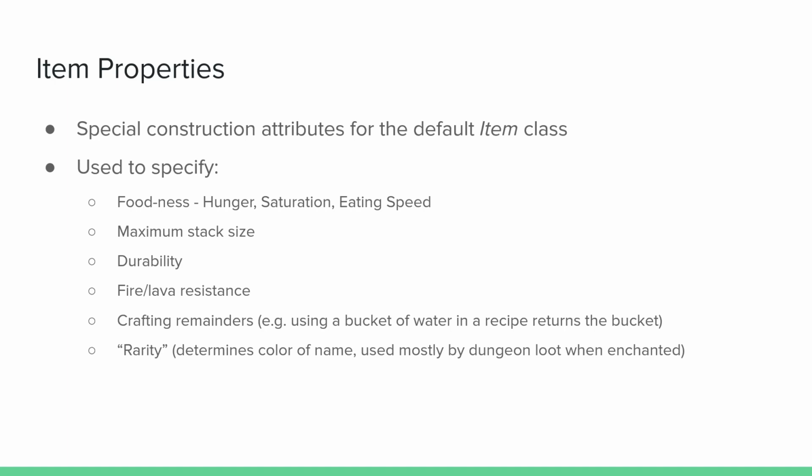Crafting remainders, so if you craft with a bucket inside a recipe, like a cake with a milk bucket, you get the bucket back. That's a crafting remainder. And rarity, which is a dungeony thing that makes the name, like, pink.